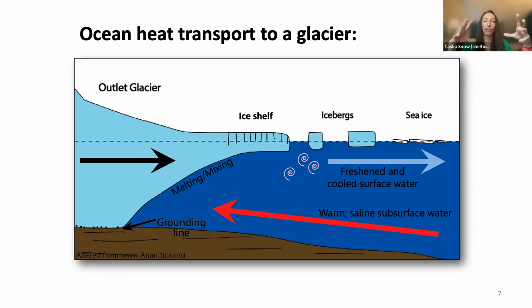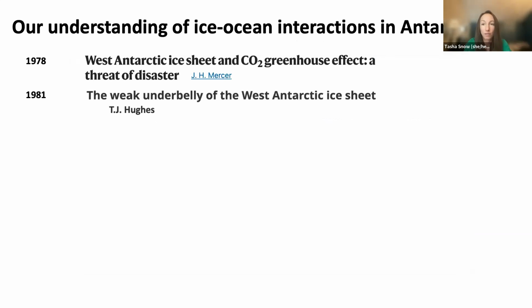Now, this ice-ocean interaction process is something that is relatively new to our understanding around Antarctica and really understanding how important it is. So in the late 1970s and early 80s is when we started to really recognize how important West Antarctica was for climate change, that it would be impacted by greenhouse gas effect, that it was the weak underbelly of Antarctica. But at that time, we had very few measurements in Antarctica, very sparse all around Antarctica, and we didn't have a full map of Antarctica at that point.